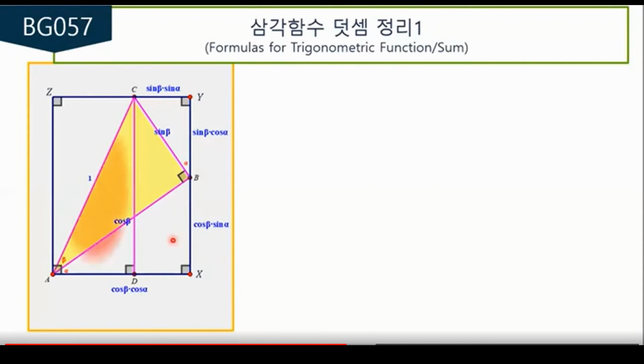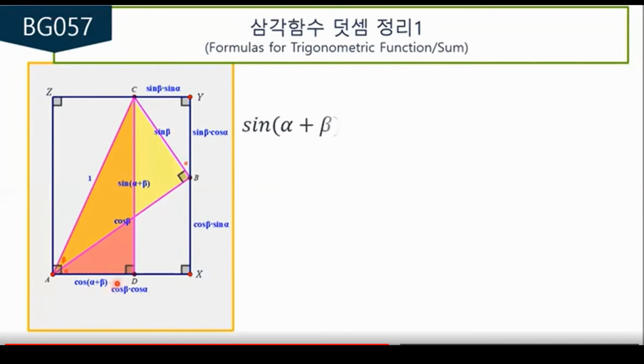Now we are focused on triangle ACD. See the ACD. Now the given angle is alpha plus beta, right? And the hypotenuse is 1. So the height of this triangle, segment CD, would be sine of alpha plus beta. And the adjacent of this triangle, segment AD, is cosine of alpha plus beta, right?